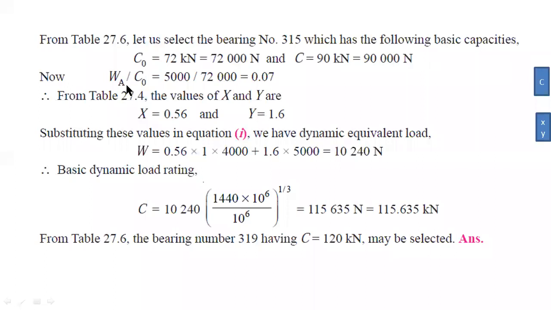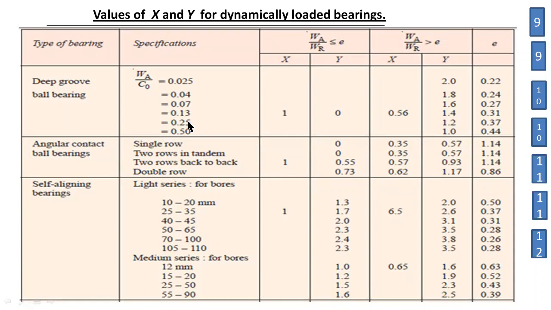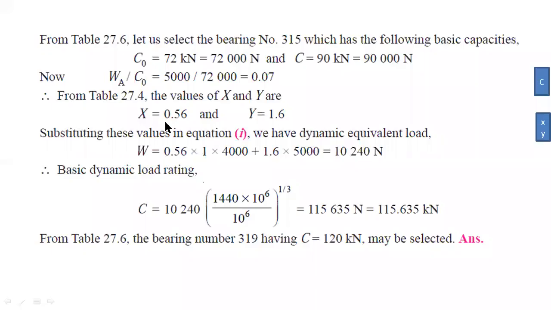Here the value of WA by C naught equals 0.07. This is our value. The corresponding values are X equal to 0.56 and Y equal to 1.6. So by using these two values, you can observe here X equal to 0.56 and Y equal to 1.6 for the value 0.07.